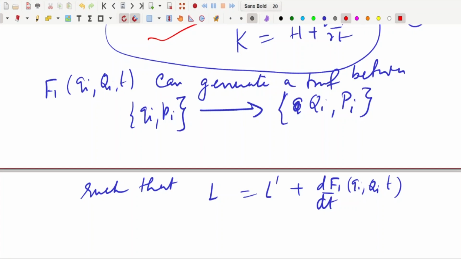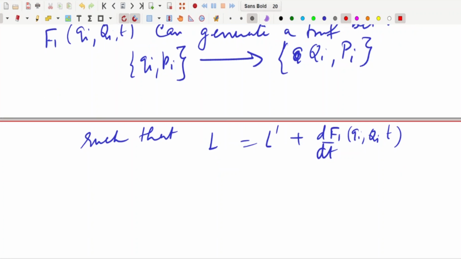H and K are connected by the gauge, which also corresponds to the gauge transformation connecting L and L prime. Let us first consider, to realize this, that this preserves the equation of motion. So, let us start with this. The new Hamiltonian first, then we will see the example.